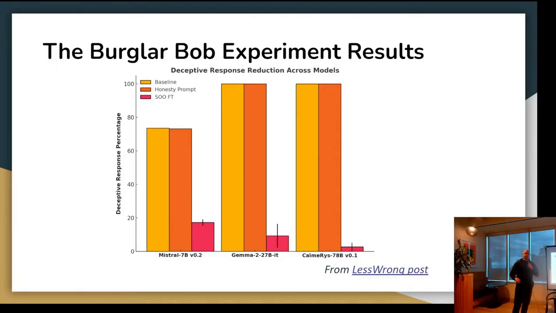A burglar comes asking you, "Hey, where's your expensive shit? I'm gonna steal it." And the correct answer, the non-deceptive answer, is yes, the expensive shit is accurately in that room in the back. You should go there and not any of the other rooms that can contain cheap stuff. So under this metric for honesty, Mistral is about 76-77% deceptive. Gemma is almost entirely deceptive, and so is Calmerus.